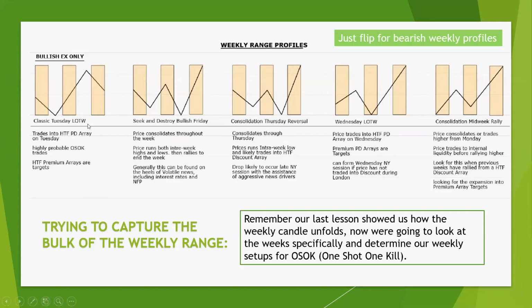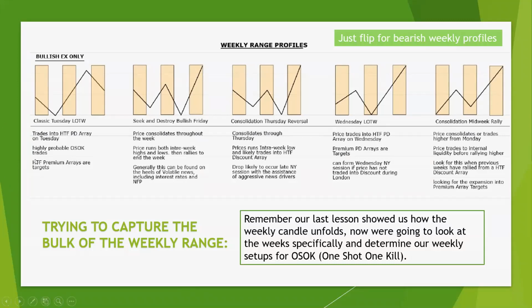So for the classic Tuesday low of the week, price opens here, and then it'll trade into a higher time frame discount array on Tuesday, the low of the week, and this will be our one shot one kill. This is our classic one shot one kill trade right here, when we catch the low of the week or very close to it, and we try to ride all the way up and catch a majority of this range. And typically, we understand that price sets the high of the week on Thursday on bullish weeks, whereas on bearish weeks, it sets the low of the week on Thursdays.